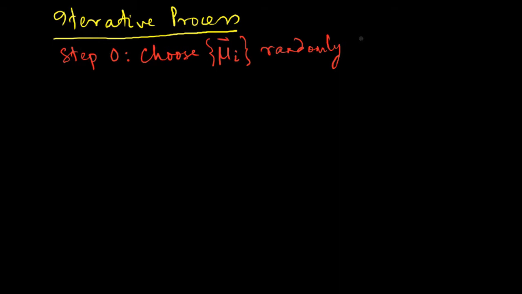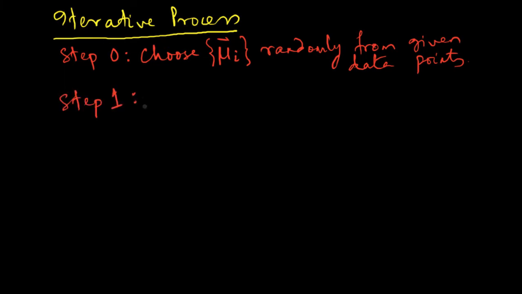Either you can choose it completely randomly or you can choose some data points as well. So here we are choosing the mu I randomly from the given data points. Now what do you do? In step 1, you now assign the rji values for all the input data points.